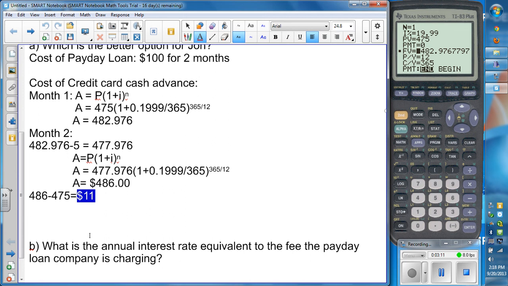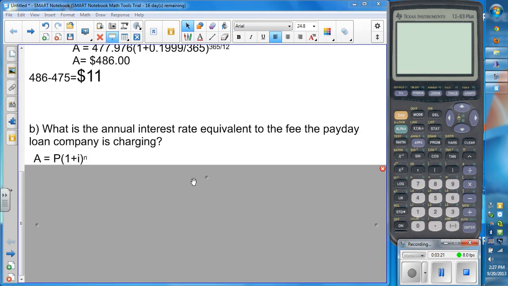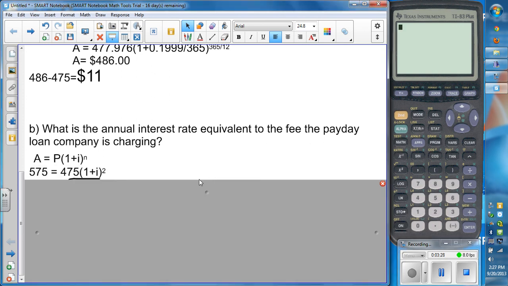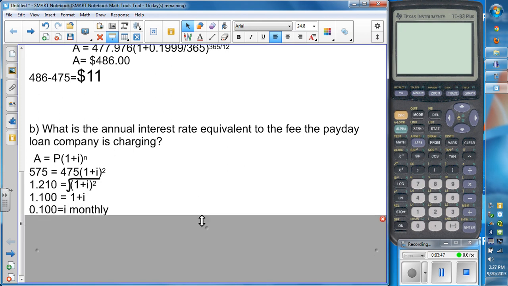Wow. What is the annual interest rate equivalent to the fee the payday loan company is charging? Because they're charging quite a bit. So to solve for this, we can use our equation once again, A equals P times 1 plus i to the power of n. So our future value is $575 because that's the value after the $100 fee is charged. That's the cost. Our principal, we're only borrowing $475, times 1 plus the interest rate squared. We don't know the interest rate, that's what we're trying to find.